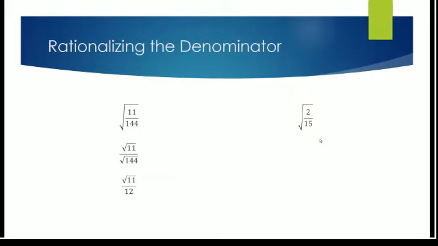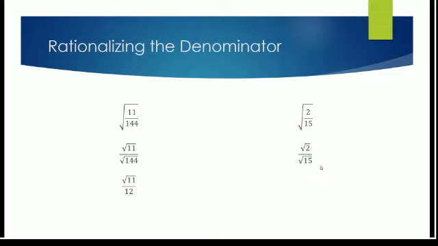For example, the square root of 2/15. When we split that up, the square root of 2 and the square root of 15, neither one of those is a perfect square. But we're not allowed to leave the square root of 15 down here in the denominator. We are going to have to, in fact, get rid of it. And the best way, perhaps the only way I know, to get rid of the square root of 15 down here is to multiply by itself, the square root of 15.